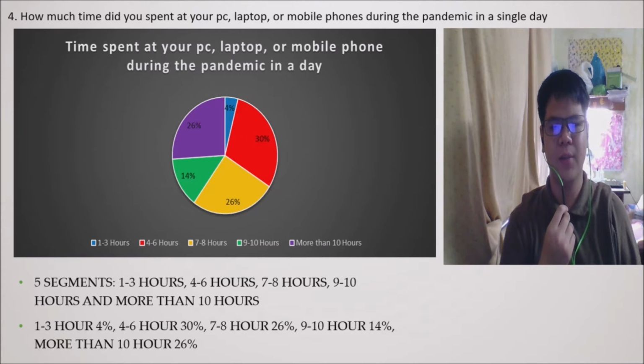Well, first, the largest segment of the chart is 3/10 of the total respondents, who state that they spend 4 to 6 hours in a day. And next, there are two identical values recorded, 7 to 8 hours and more than 10 hours, accounting for 13 out of 15 of the total respondents. And 9 to 10 hours, on the other hand, is recorded slightly more than 10% of the respondents. Lastly, a small fraction of the respondents spend 1 to 3 hours in a day, which only comprises 4% of the total respondents. In conclusion, the majority of the students spend their time at the device in a range from 4 to 6 hours in a single day.